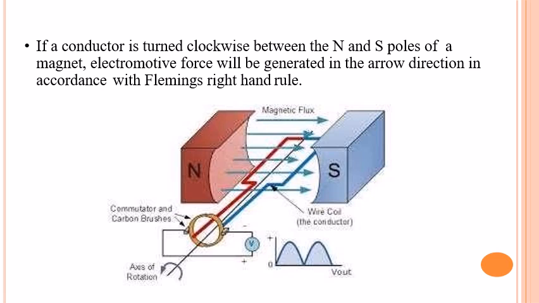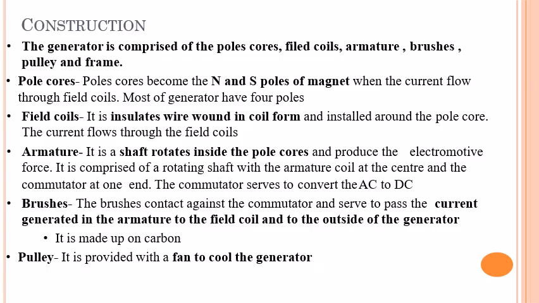If a conductor is placed between the north pole and south pole of the magnet and it is turned clockwise, the electromotive force will be generated in the direction where the arrow points out. This works under Fleming's right hand rule.